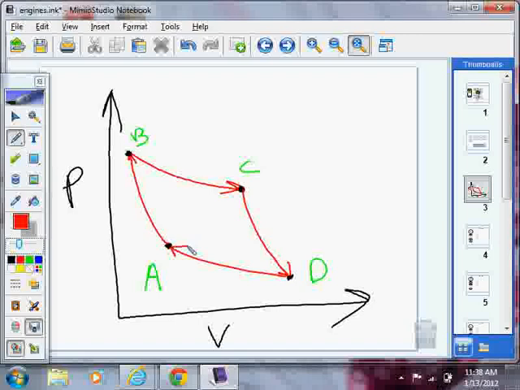If it's an engine, it's going to start at a point, go through a whole bunch of different processes, end up back at that point, and basically, it's going to take heat energy and turn it into work.